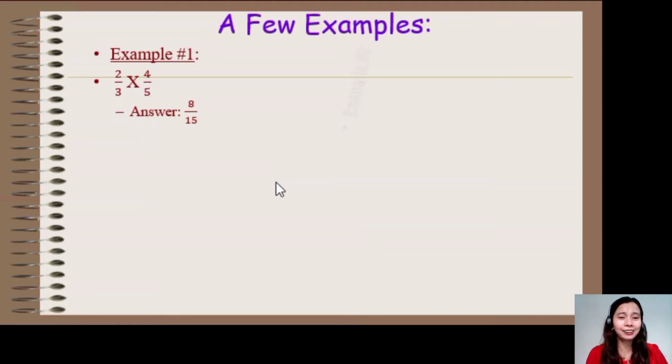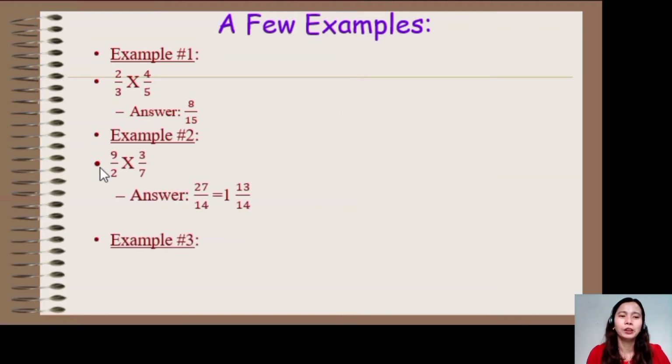Diba ang dali lang? Let's have another example. 9 over 2 times 3 over 7. Numerator to numerator. That is 9 times 3, 27. 2 times 7 is 14. 27 over 14 is an improper fraction. This time, let us make this into mixed fraction or in simplified form. How many 14 are there in 27?